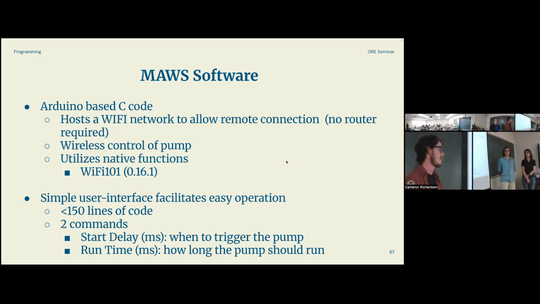And there's only 2 commands. So you can either specify the start delay or the runtime. Both of them have a default that will just run if you click run. So the start delay in milliseconds is how long from now you want the pump to start firing. And then the runtime is how long you want the pump to run.